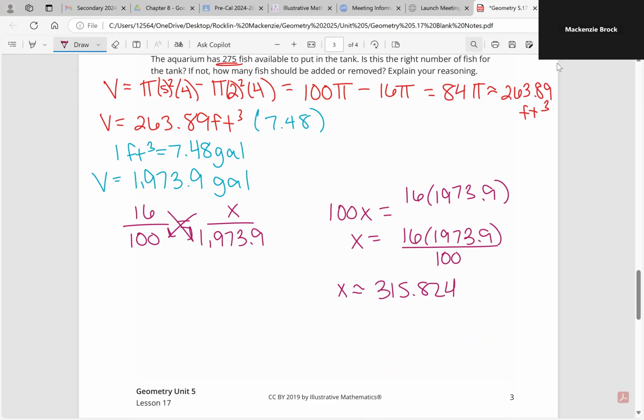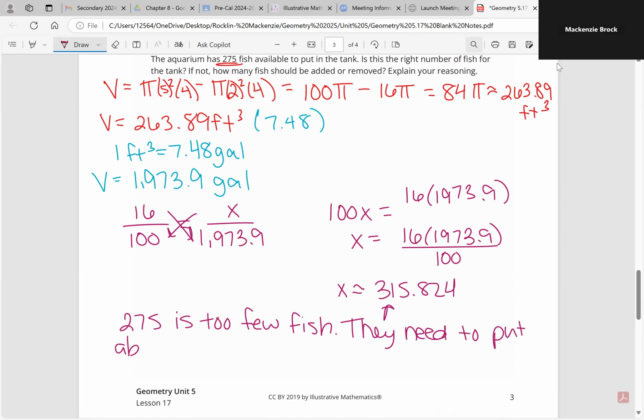So that tells me that in order for the density to be right, where people see enough fish that they're amused but it's not too crowded, there needs to be 315 fish. 275 is too few fish. They need to put about 315 fish in the tank.